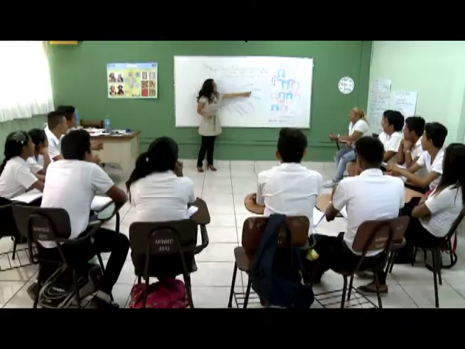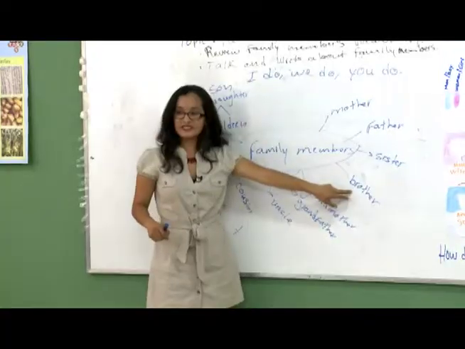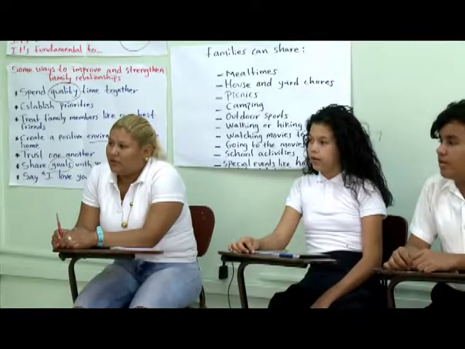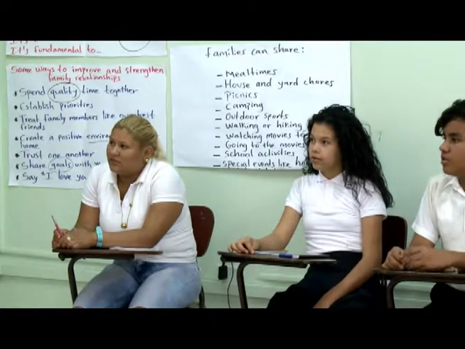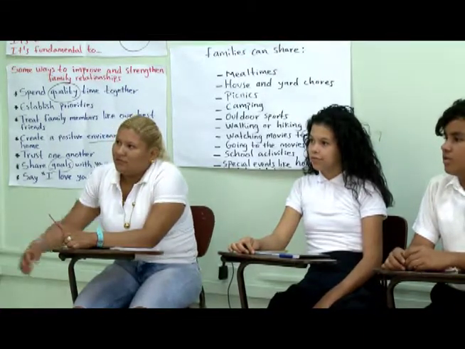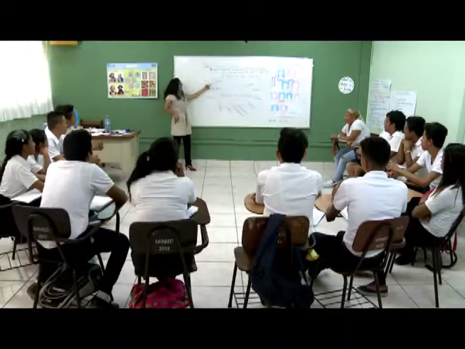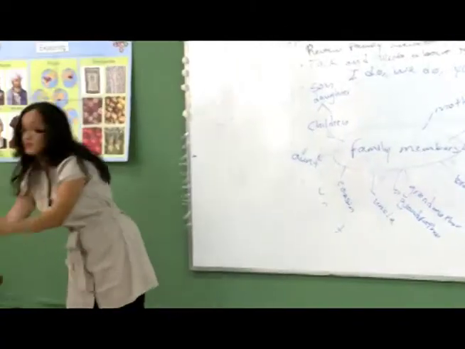Mother. Father. Sister. Brother. Grandmother. Grandfather. Uncle. Cousin. Aunt. Children. Son. Daughter. Good job. So claps for everyone.